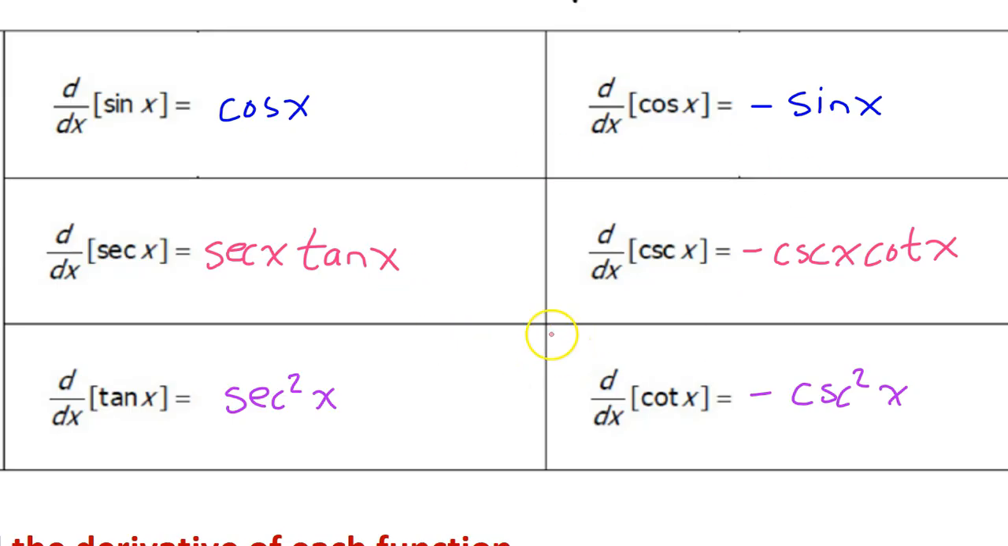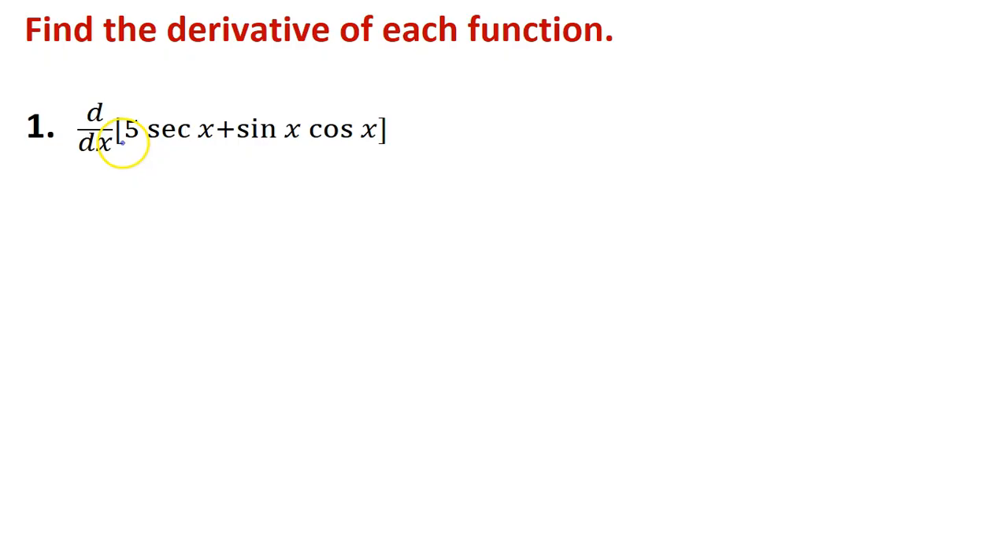Memorize them immediately. In general, when you take the derivative of an expression, you take the derivative term by term. So we will begin by taking the derivative of the first term, 5 times secant x. When you take the derivative of something that has a constant in the front, you just bring the constant down unchanged, and you multiply by the derivative of whatever comes next. The derivative of secant x is secant x tangent x. That's what we just learned. So now we're moving on to the next term.